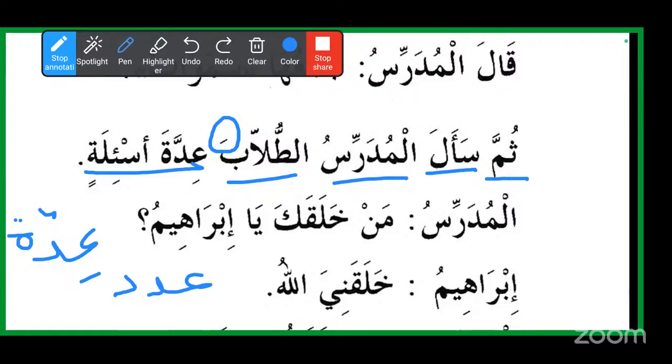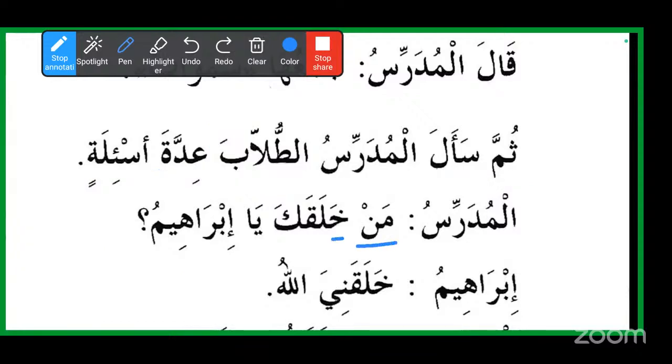Numerous is the best translation. عدة أسئلة, numerous questions, many questions. Okay, no, many is not the literal translation. Okay, it's not the dictionary translation. The teacher asked the students a number of questions.